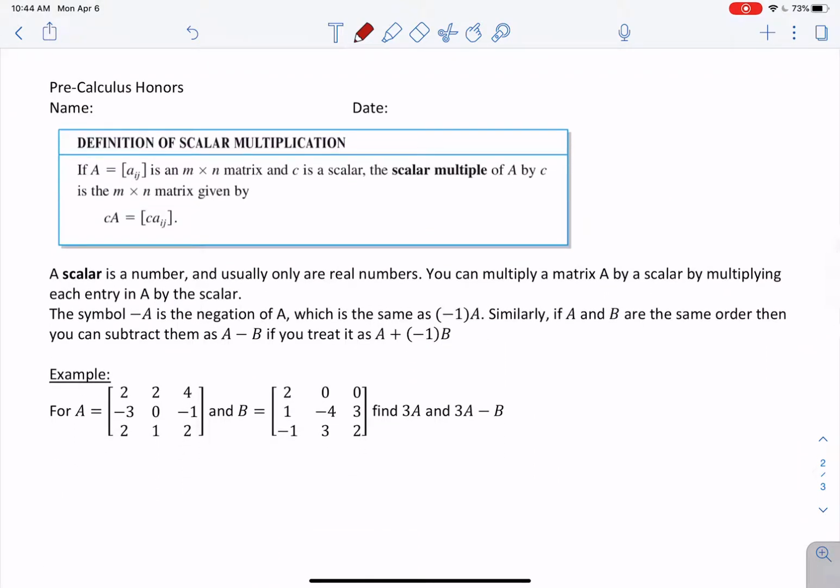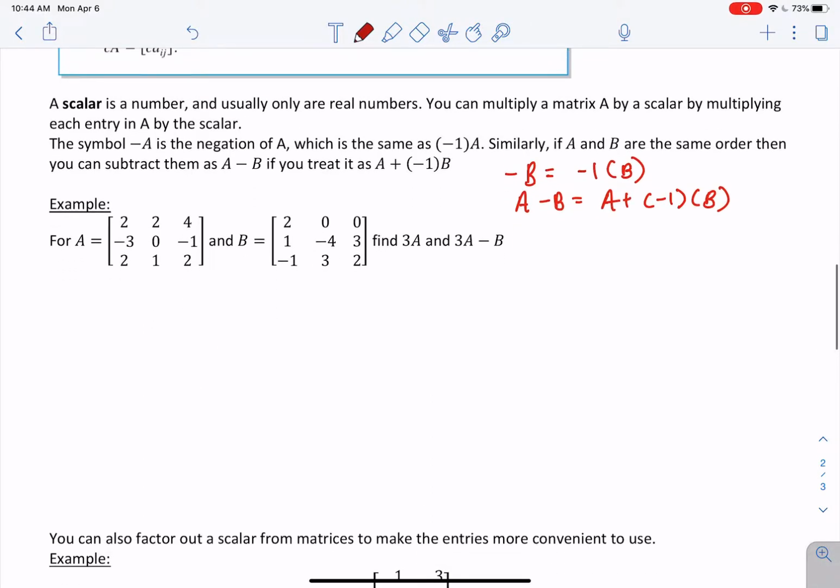Scalar multiplication is, again, similar, and this helps us deal with subtraction as well, because scalar multiplication is scaling everything up by a number. You scale every entry in the matrix by that number, and then if you scale by a negative, that negates the matrix. That helps us with subtraction, because if you scale by -1, that makes a negative matrix, right? Negative b is the same as -1 times b, and so if we wanted a minus b, that's the same as a plus -1 times b, just like with vectors.